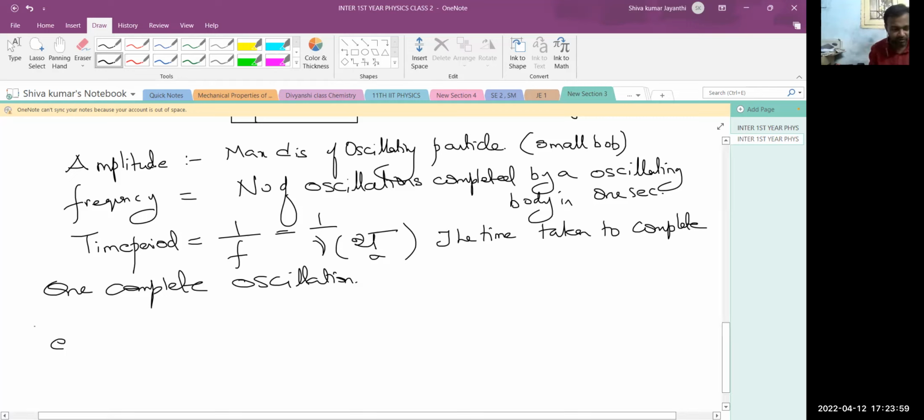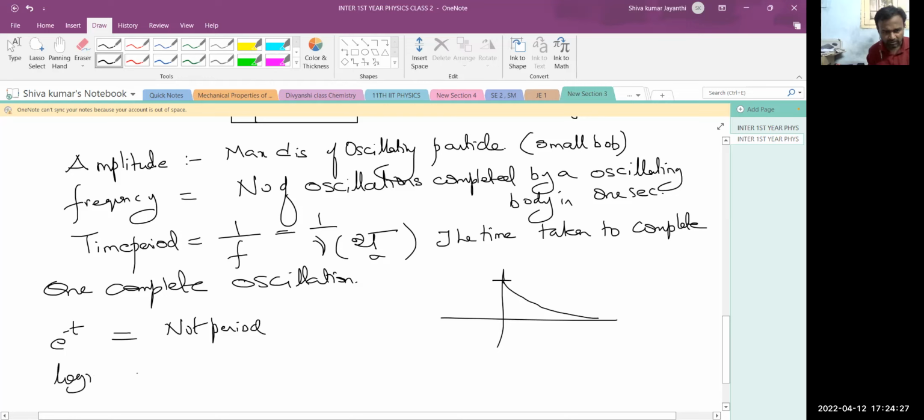Exponential is not periodic. Exponential e power minus t is not periodic. Why? If you plot e power minus t, how will it be? It will go down like this. It's not going to repeat itself. Not periodic. Log function, not periodic. Log x, not. So no need to even do it. You just simply know that.